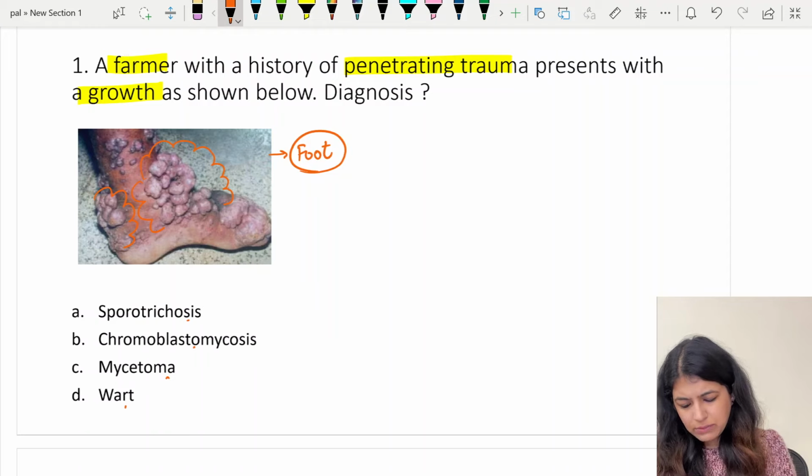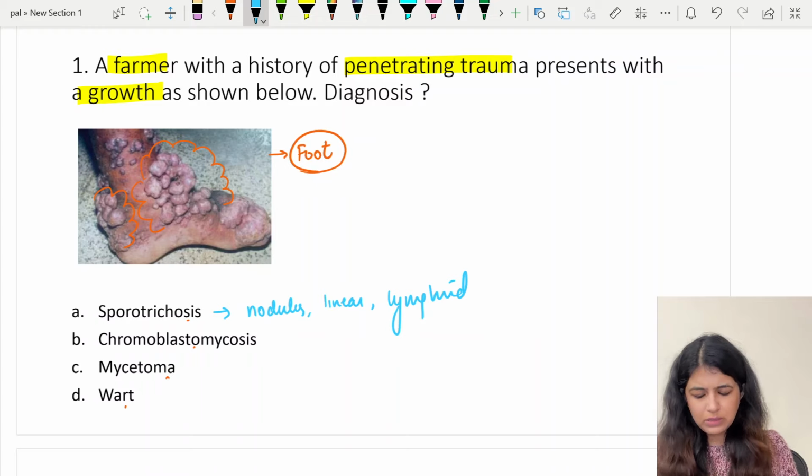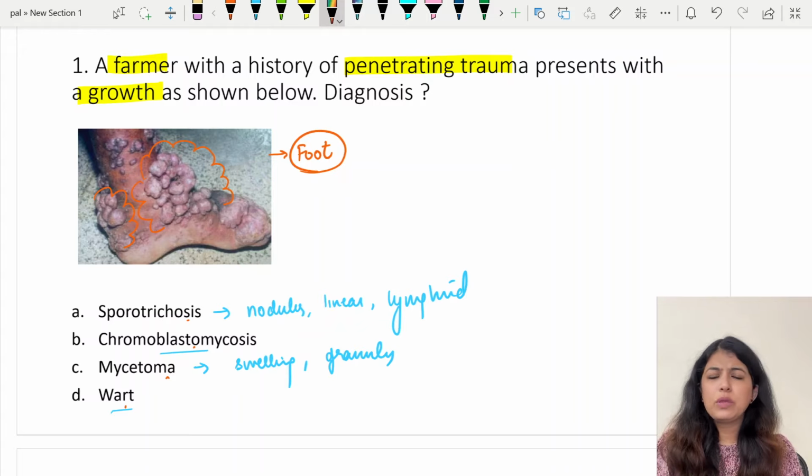Now, sporotrichosis, I'm sure all of you know how it looks like. It will look like multiple nodules in a linear pattern, a lymphoid distribution. So this is not how sporotrichosis looks. Mycetoma will be presenting as a swelling of a foot with discharging granules. Now you have to see between chromoblastomycosis and a wart. Now wart is also something that will present as papules and plaques with a rough verrucous surface. Yes, that's what a viral wart is. That's what its name says, a rough verrucous surface.